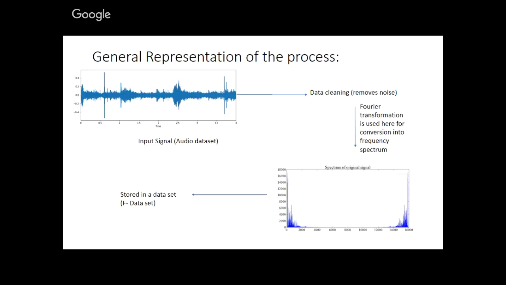First, we need to clean the data, which removes noise from it. So we get a clearer data set, and then we need to use something called the Fourier transformation. It is usually done to convert the audio data set into a frequency spectrum in hertz. This data is stored in a data set called the frequency data set, or the F data set. The Fourier transformation series is basically a mathematical equation which is used to sort out the noisy data from the audio data set, and at the same time it is a very fast technique.